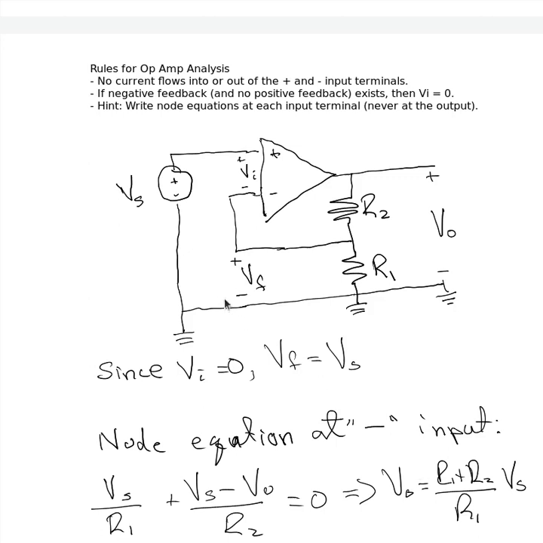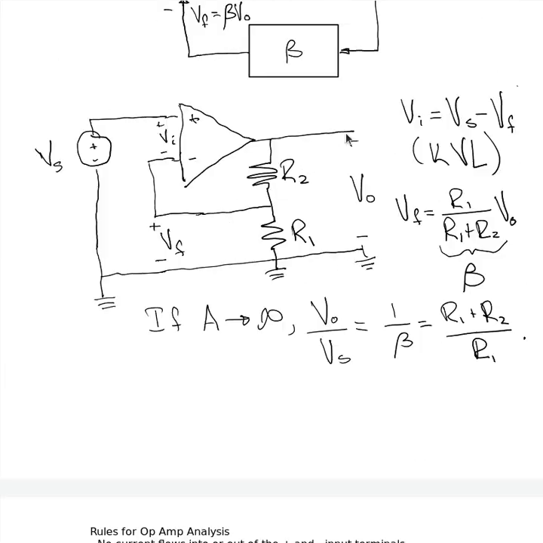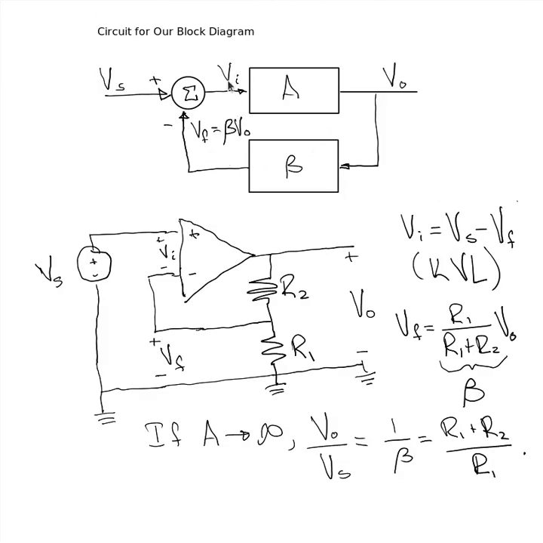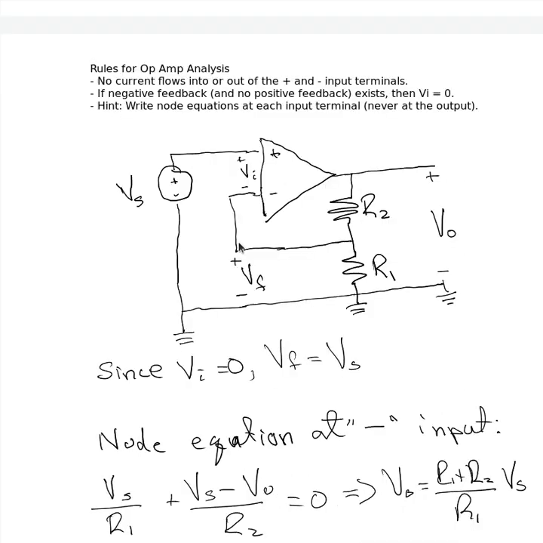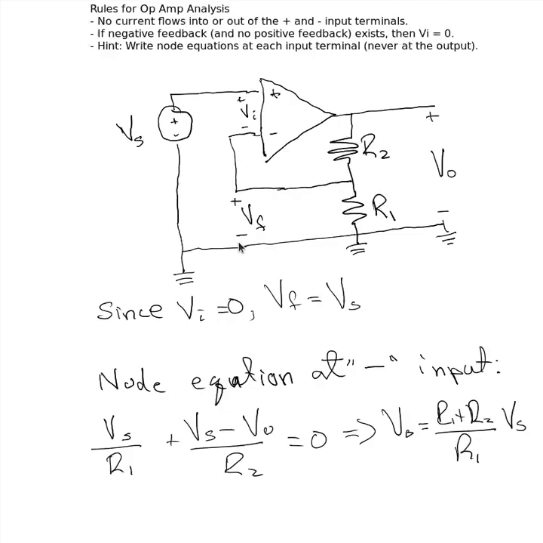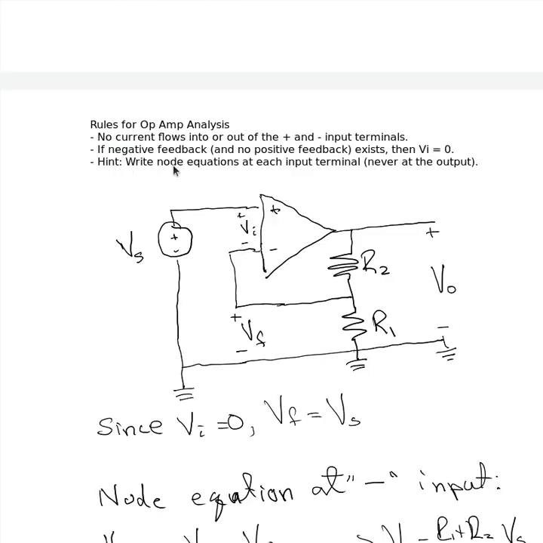The next rule is if negative feedback exists and no positive feedback, in other words, if we have a block diagram that's like this, then this input voltage is driven to 0. And so in that case, we can say the input voltage here is 0, and that can be handy for analyzing circuits like this. The last rule right here is write node equations at each input terminal, never at the output. Now this isn't the only way to do it, it's just a hint. This isn't really a rule, it's just a hint that helps people.